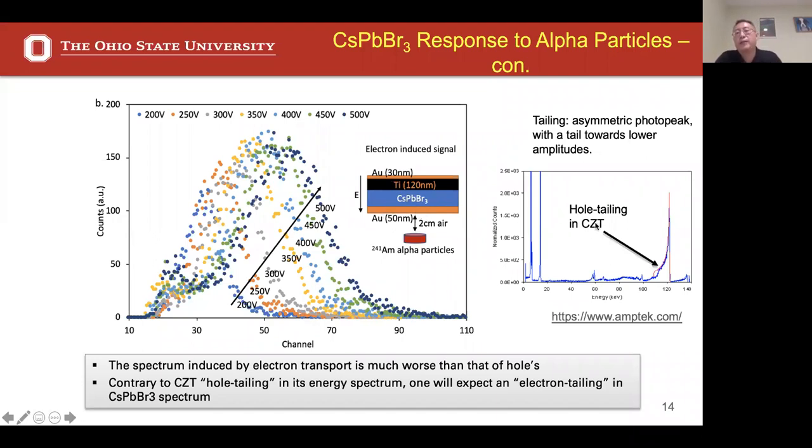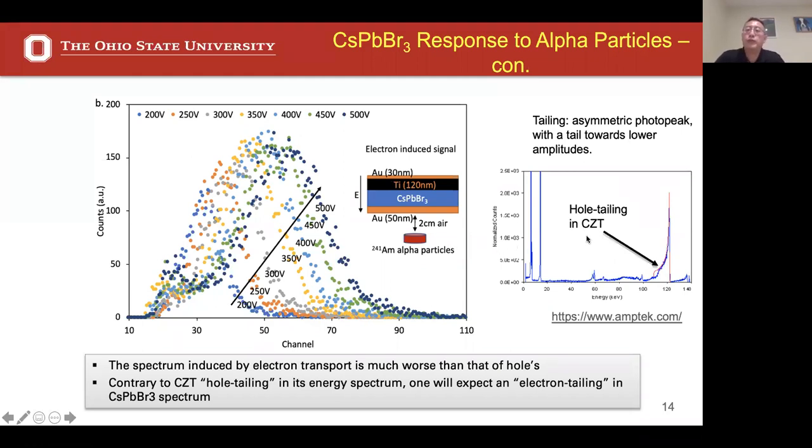This is different from CZT. If you are in this area, you probably know CZT is a pretty good room temperature semiconductor detector, but it has a problem with the planar structure. You will see this whole tailing effect. The tailing is defined as a symmetric photopeak with a tail towards lower amplitude. That is contributed by the holes, because holes travel slowly, right? Remember it's mu tau. When mu tau times E is smaller than the detector distance, and they also travel slowly, they will not be completely captured, so there will be some lost charge collection.